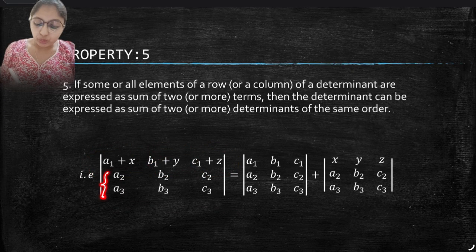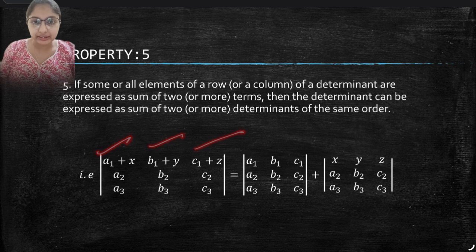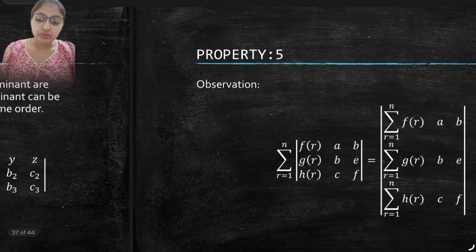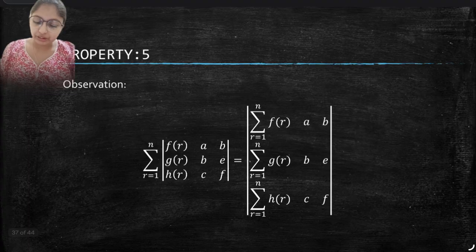The remaining two rows will be unchanged. On the first row it will be a1, b1, c1. Then in the second determinant it will be x, y and z. Okay, so we'll see one observation based on it.